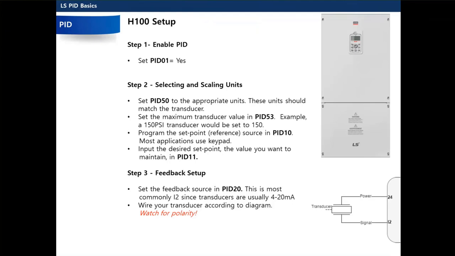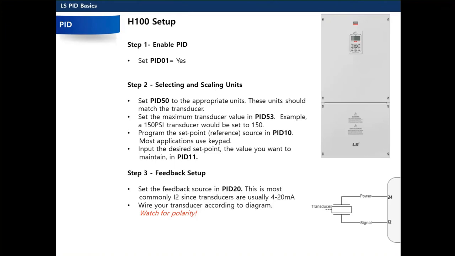And the last thing we have to do is step three. We just have to tell the drive where our feedback is wired up to. PID 20 is where you do that. Most commonly, you're going to use terminal I2. Terminal I2 is a 4 to 20 milliamp input, and most transducers are 4 to 20 milliamp. The reason most transducers are 4 to 20 milliamp is because it's a current loop.